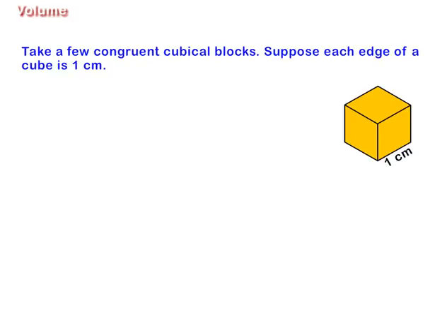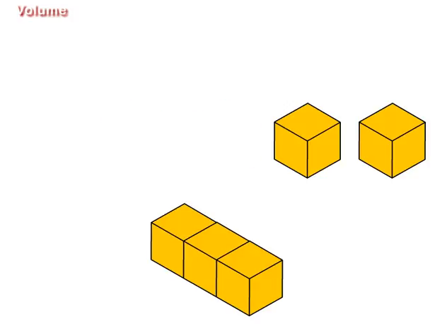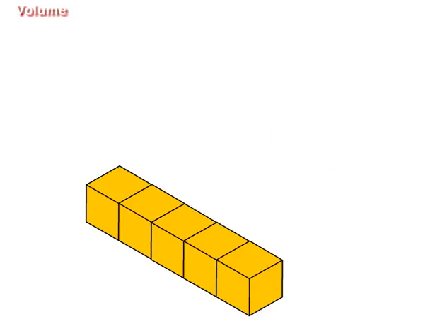Take a few congruent cubical blocks. Each edge of a cube is 1 centimeter. We call it a unit cube. Place 5 of these cubical blocks in a row. These 5 cubical blocks, when arranged in a row like this, form a cuboid whose length is 5 centimeters, breadth is 1 centimeter, and height is also 1 centimeter. It occupies 5 times the space occupied by a single cube.